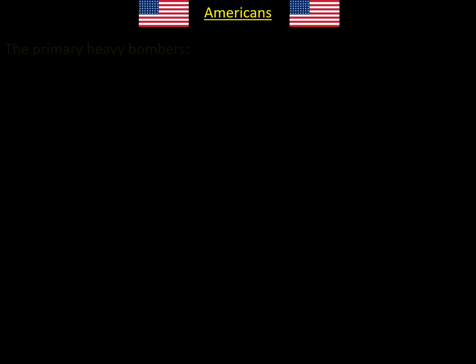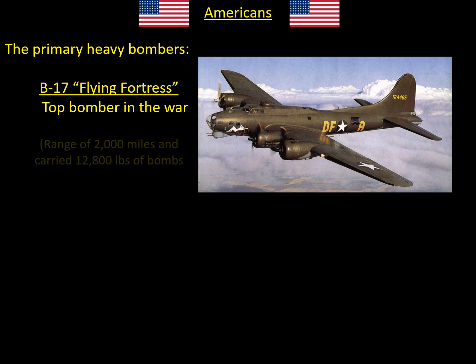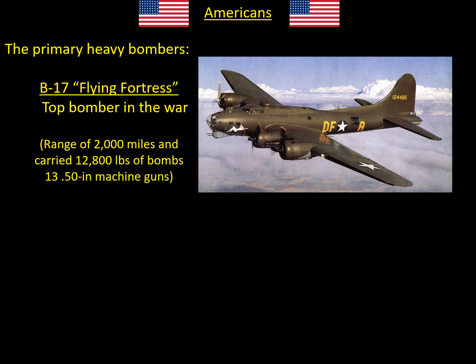Now we'll look at the American bombers. The primary heavy bomber of the U.S. Air Force was the B-17 Flying Fortress. It was the top bomber in the war. It had a range of 2,000 miles and carried 12,800 pounds of bombs. It was also defended by 13 .50-caliber machine guns that covered all the areas around it.